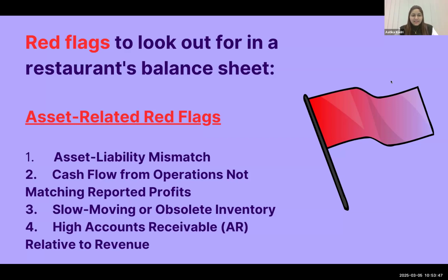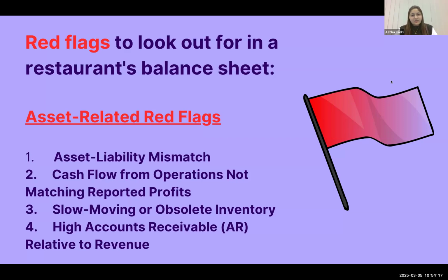Second is cash flow from operations that doesn't match the reported profits. A restaurant showing healthy profits but a weak cash flow suggests that assets like receivables or inventory are tying up cash. So compare your net income with the cash from operations, and if the latter is consistently low, there may be accounting adjustments masking the liquidity and asset issues.